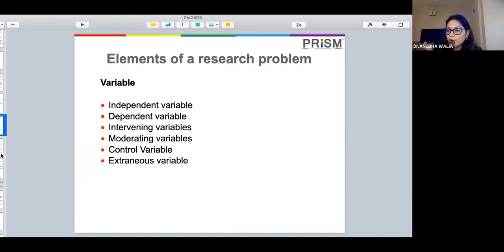So typical moderator variables in students' understanding of a course include gender, age, and IQ level. That's what a moderating effect is. Okay, the fifth one is the control variable.